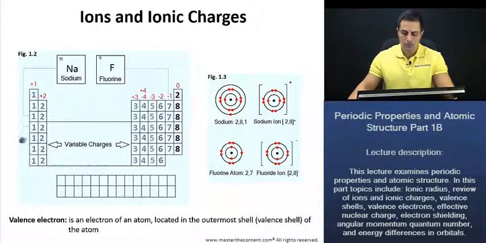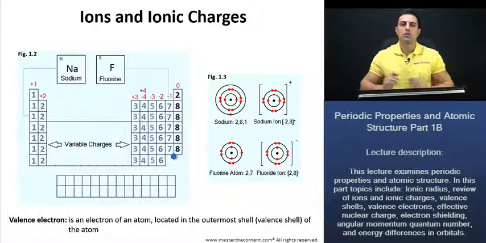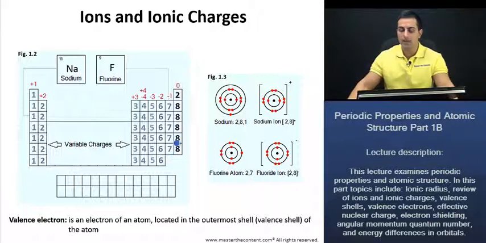Now, these atoms want to get that filled outermost shell, as we see here for our noble gases. There's one of two ways that an atom can do that. It can either gain an electron or it can lose an electron. And when an atom gains or loses an electron, it is then considered to be an ion. Furthermore, from the element's position on the periodic table, we can determine whether or not it's going to gain or lose an electron. Let's take a look at that now.